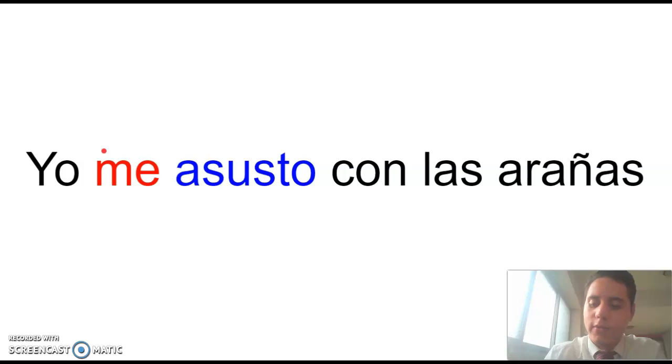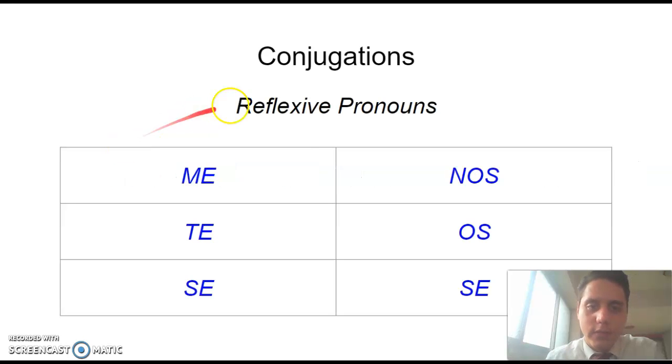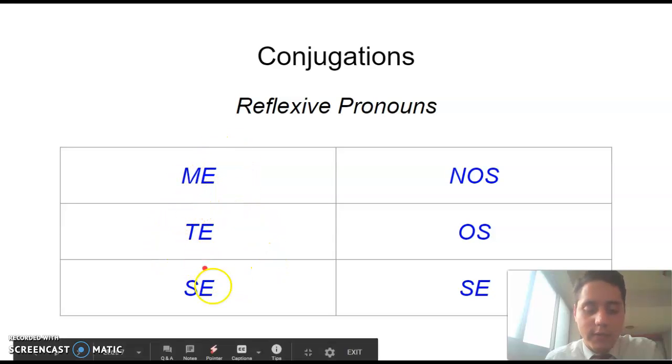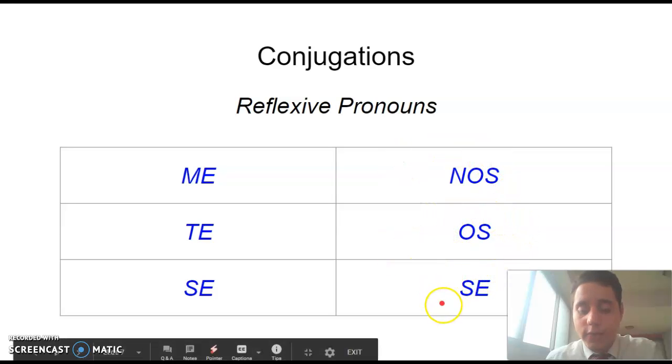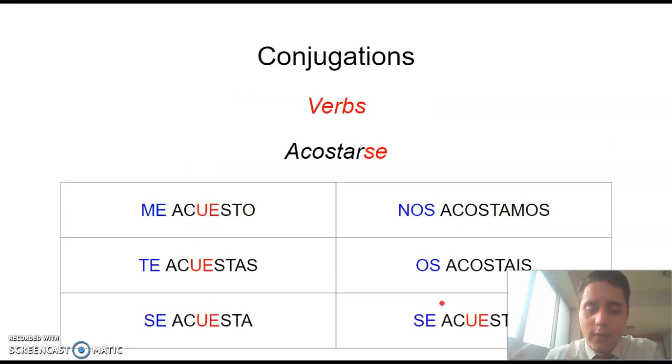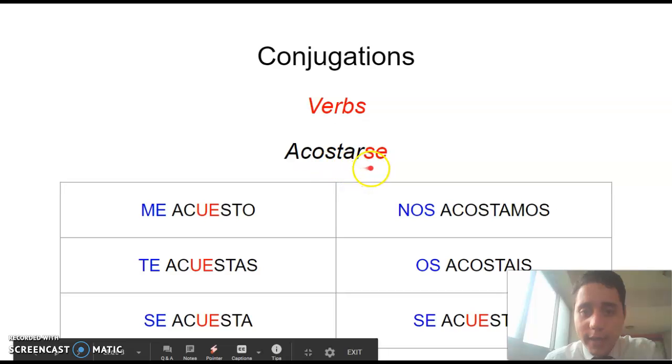Now we're going to talk about reflexive pronouns. So here we have the reflexive pronouns. Me for first person in singular, te for second person in singular, and se for third person in singular. Nos for first person in plural, os for second person in plural, and se for third person in plural. So let's see how they will actually look with the verbs. Acostarse, to lay down.